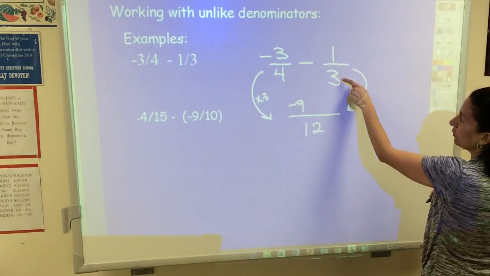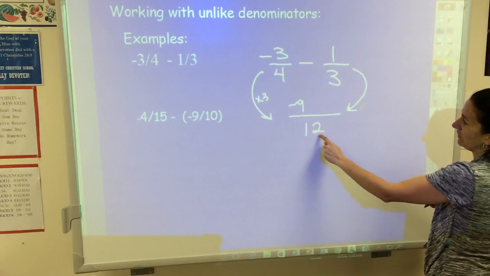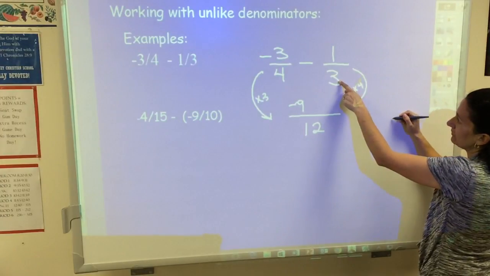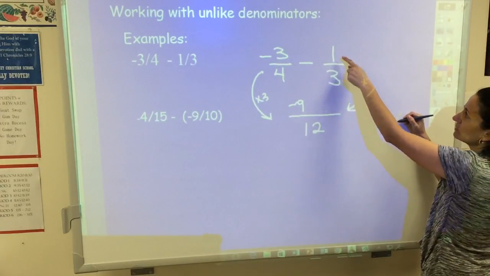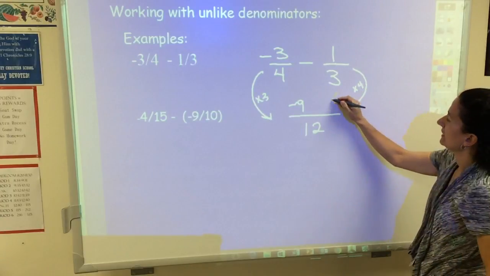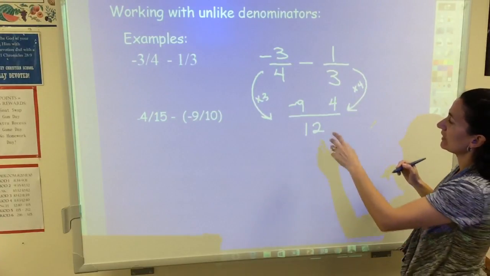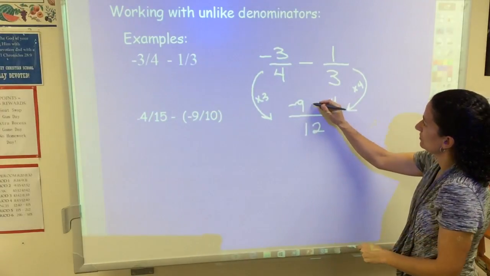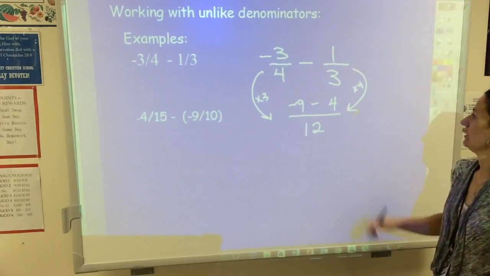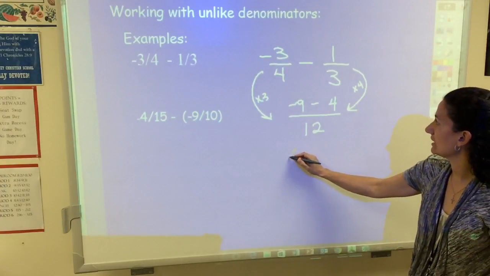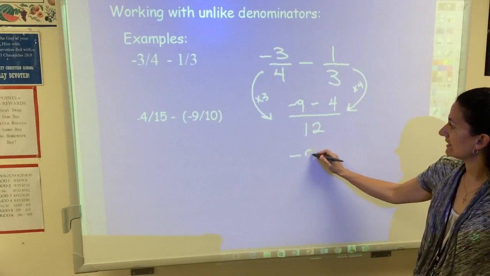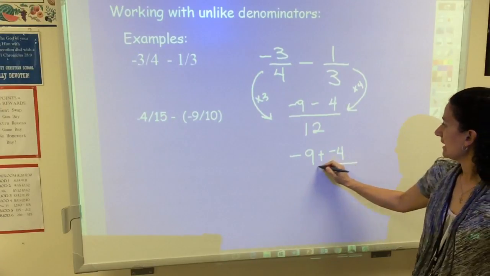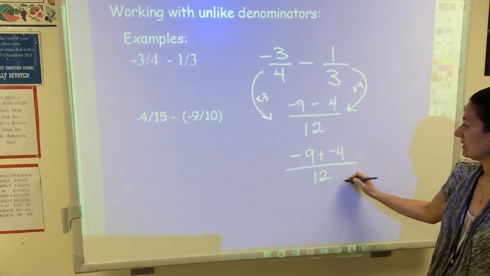I'm going to do the same thing over here. I'm going to ask myself, what would I multiply 3 by to get 12? And that would be 4. So whatever I do to the denominator, I'm going to keep this all proportional and do to the numerator. 1 times 4 is 4. Now I'm going to carefully copy down any operations. That was negative, and I'm subtracting a positive. Okay, now I can see that I have negative 9 minus 4. I'm going to rewrite that as negative 9 plus negative 4 and figure that out over a denominator of 12.